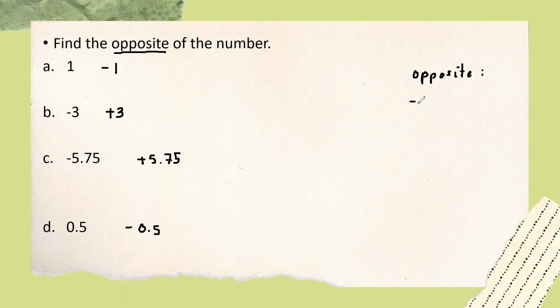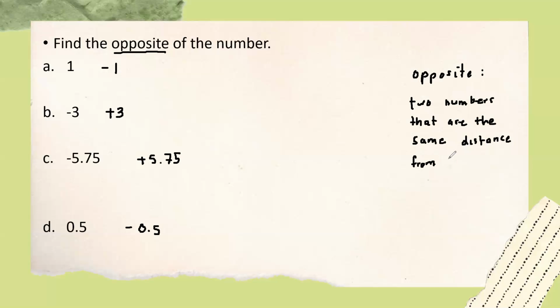So let's go ahead and write the definition off to the side. It describes two numbers that are the same distance from zero on the number line, and they are on different sides of zero. So what are the two sides of zero on the number line?